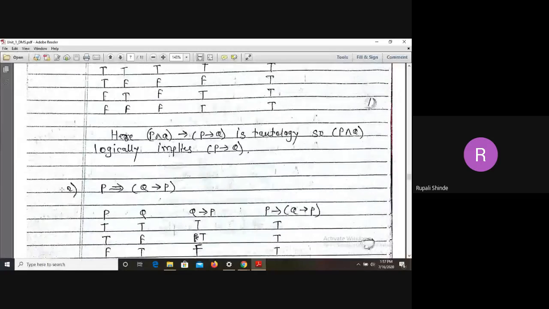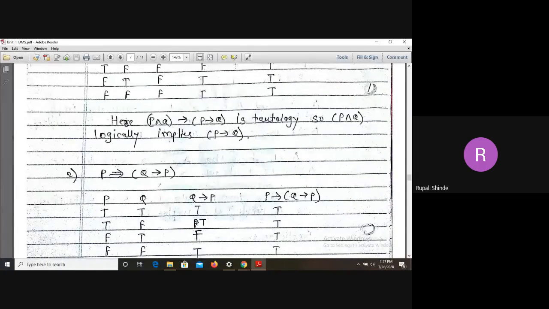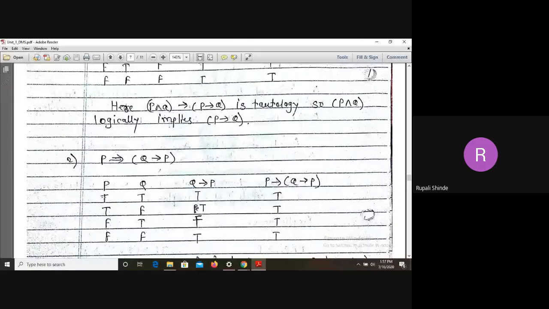Likewise we can solve the next example. Here the second example is given, which also contains two variables, P and Q. So we have to form the columns. The first column is for variable P, the second column is for variable Q, the third one is for Q conditional P. The last one will be P conditional Q conditional P, because we have to prove implication here. Again, the values of P and Q we have written as T T F F and T F T F.